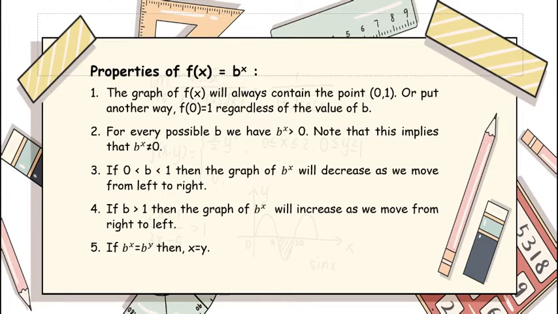Number 3. If 0 is less than b and b is less than 1, then the graph of b^x will decrease as we move from left to right. Number 4. If b is greater than 1, then the graph of b^x will increase as we move from left to right. Number 5. If b^x equals b^y, then x equals y.